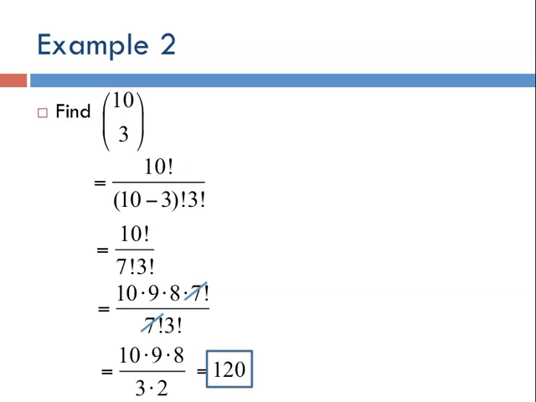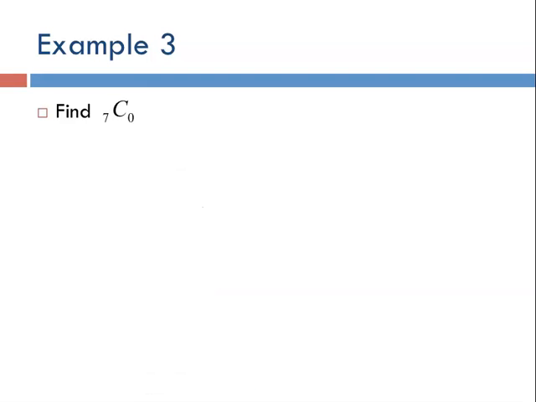All right, example 3. 7 choose 0. Okay, so r is equal to 0. All right, let's go ahead and plug everything in just like before. Now what we end up with here is 7 factorial over 7 minus 0, which is just going to be 7 factorial, times 0 factorial.